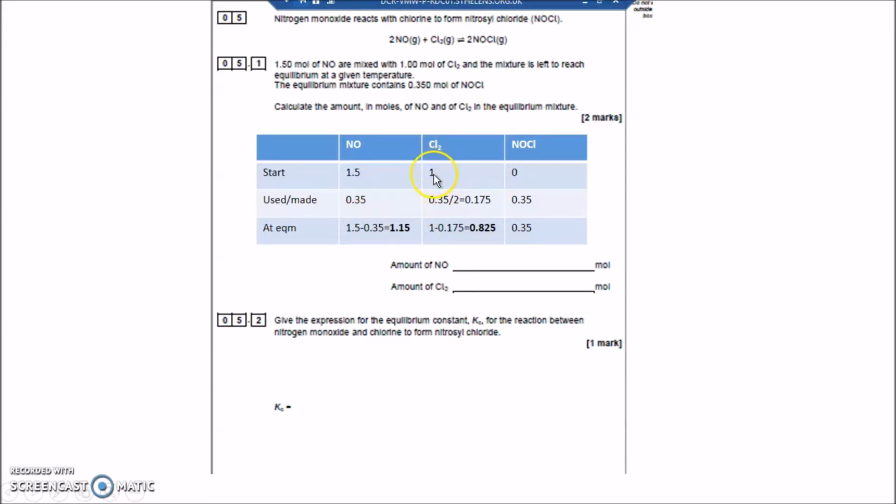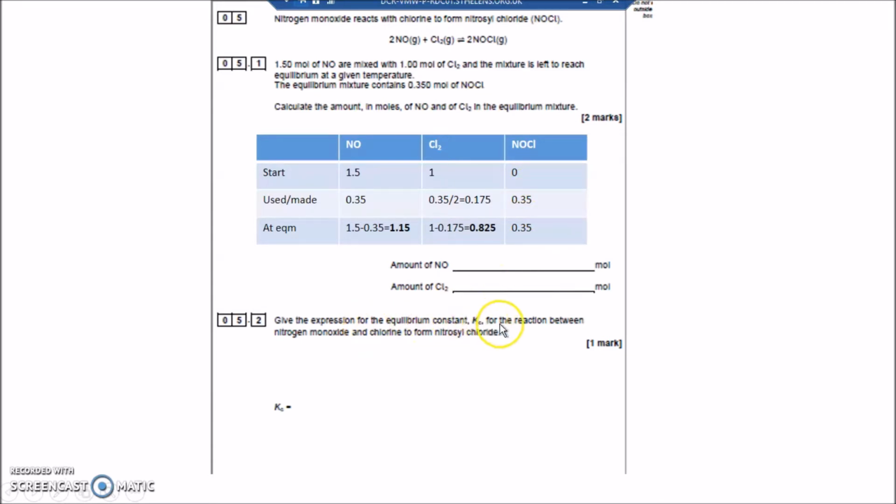Same for Cl2. I started off with 1 mole. I've used up 0.175, so I've got 0.825 moles left over, and I've made 0.35 moles. I didn't have any to start with. I've made 0.35 moles, so I've now got 0.35 moles.